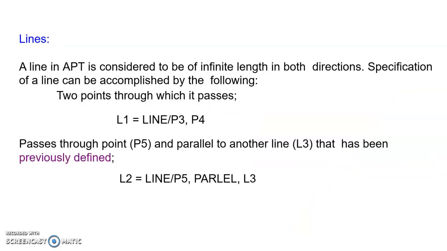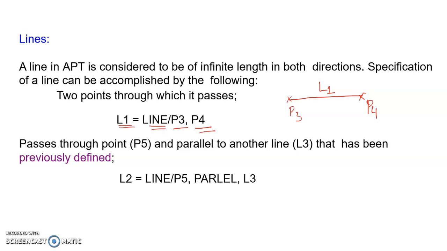Next is the representation of another geometry, that is lines. Here the lines also can be represented in 2 ways. The first one is a line as a connection between 2 points. Here it is P3 and P4. The straight line which is joining P3 and P4 is a line, and here this line is given as L1. So L1 is a line which is connecting P3 and P4.